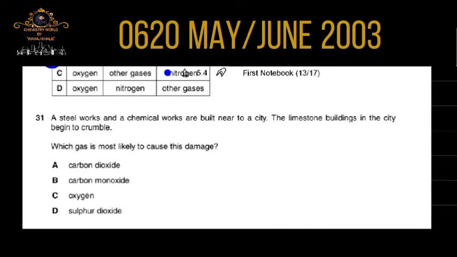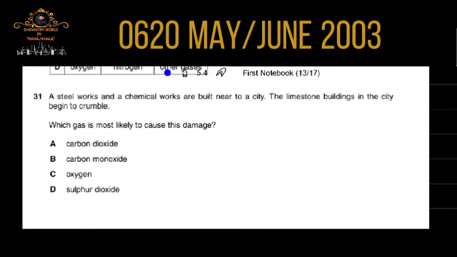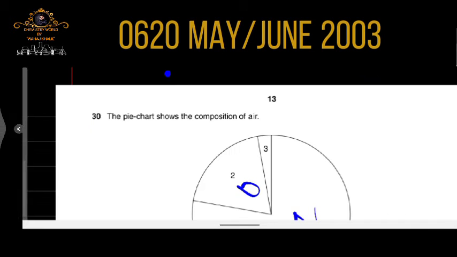A steel works and a chemical works are built near to a city. The limestone buildings in the city begin to crumble. Which gas is most likely to cause this damage? Limestone can easily react with sulfuric acid. So if sulfur dioxide is present in air, rainwater reacts with sulfur dioxide to form sulfuric acid, and option number D is the right option here.